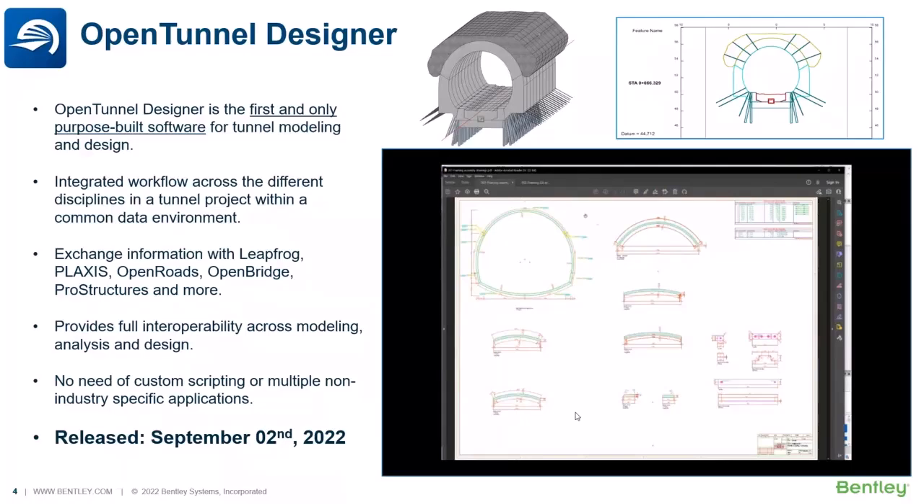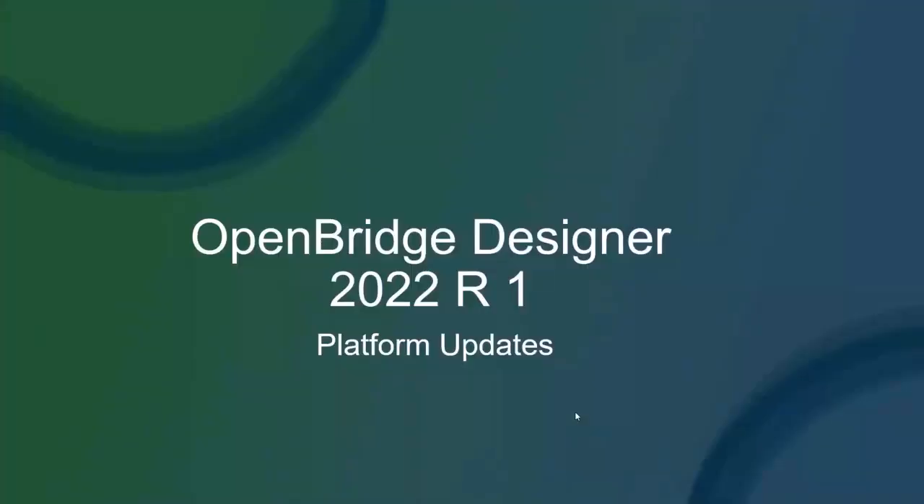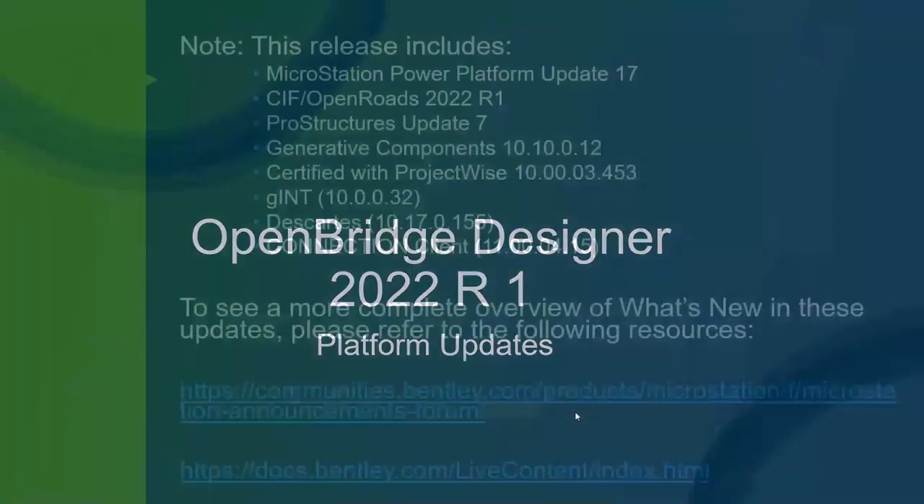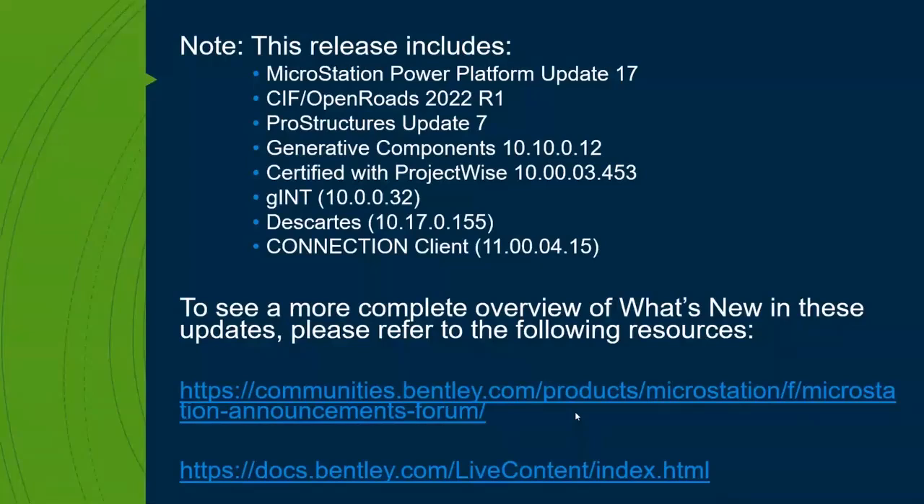So saying that, let's go back to the topic. OpenBridge Designer. This is the upcoming new release, 2022, release 1. And for OpenBridge Designer and OpenBridge Modeler, this is the platform in which we develop the software. It's based on MicroStation, the latest MicroStation Power Platform, update 17, built using the civil capabilities as well. As you know, in OpenBridge Modeler, we have included some OpenRoads tools. So they're also included, the latest OpenRoads tools that are coming in the 2022 release 1.